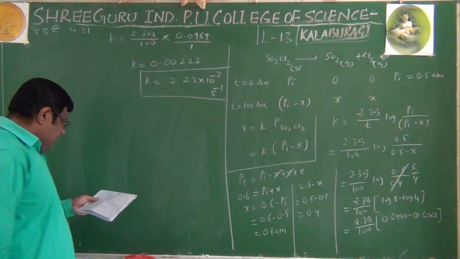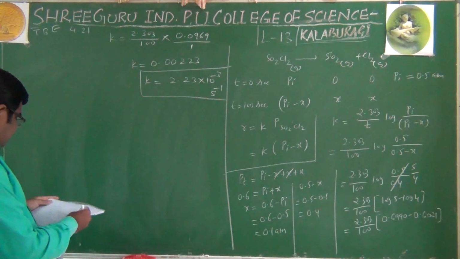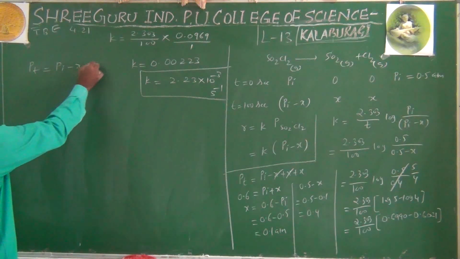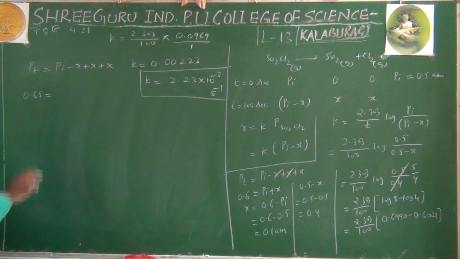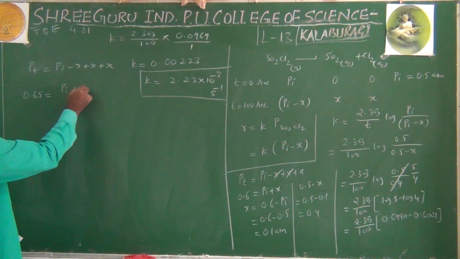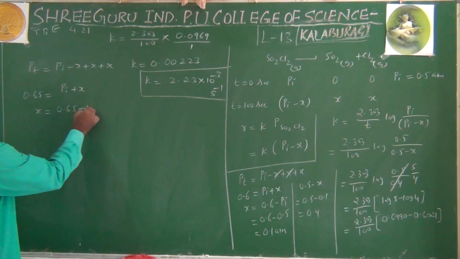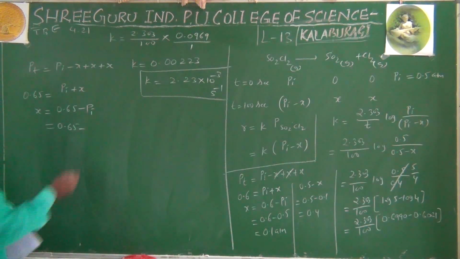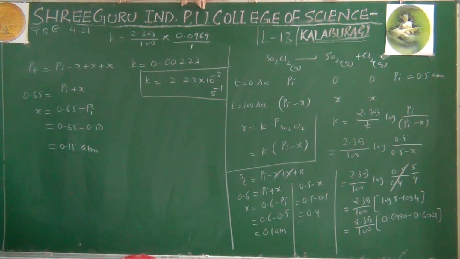But this question is only half done now. Now we have to say that Pt, again we are looking into Pt, Pi minus x plus x plus x. This Pt we are substituting now as 0.65, because they asked the question regarding the total pressure being equal to 0.65. That equals Pi plus x. So x equals 0.65 minus Pi. Pi value is already known to us, 0.50. That is equal to 0.15. That is in atm.